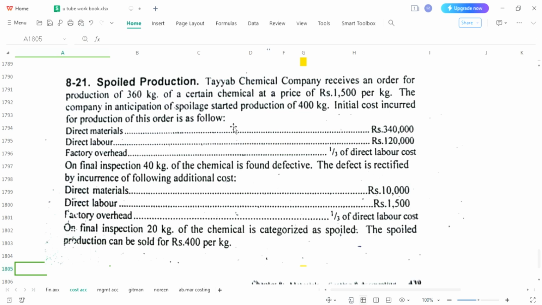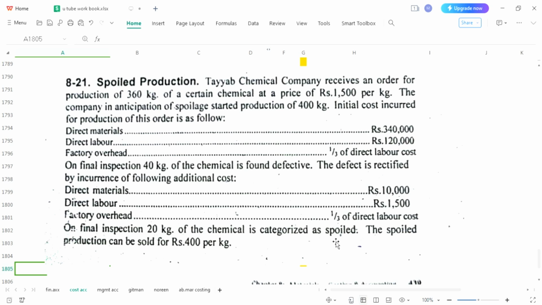But surprisingly, when you see this question, there are two words present over here. Defective goods are present in the question, and secondly, spoiled goods are also present in the question. This is the main twist of the question. In previous questions, we were dealing either with spoiled goods, or separately with defective goods. So this is the first time when spoiled and defective goods are present in the question at the same time.